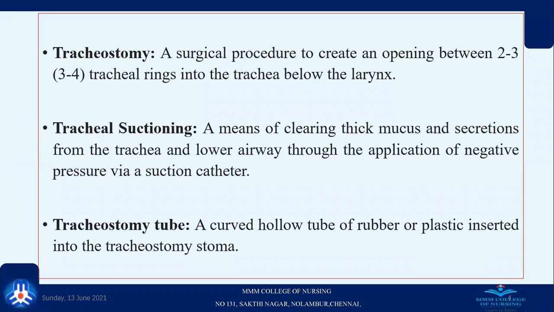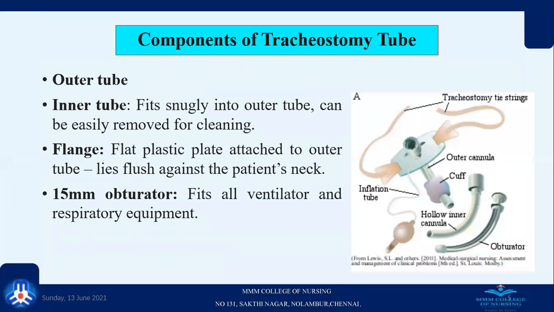Next term is tracheal suctioning, which means clearing thick mucus and secretions from the trachea and lower airway through the application of negative pressure via suction catheter. Tracheostomy tube. It is a curved hollow tube of rubber or plastic inserted into the tracheostomy stoma. Next, we'll see certain components of tracheostomy tube.